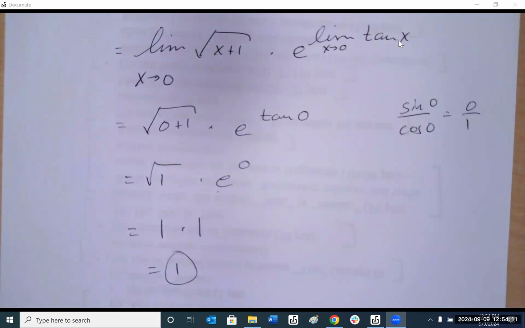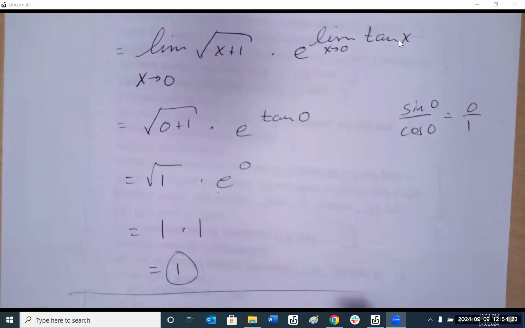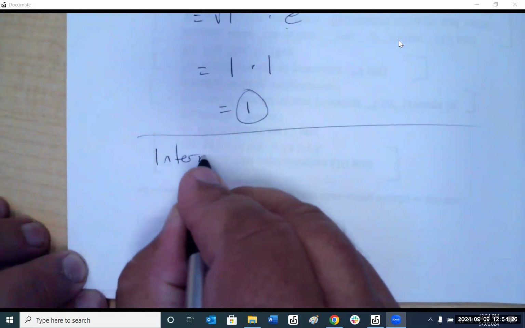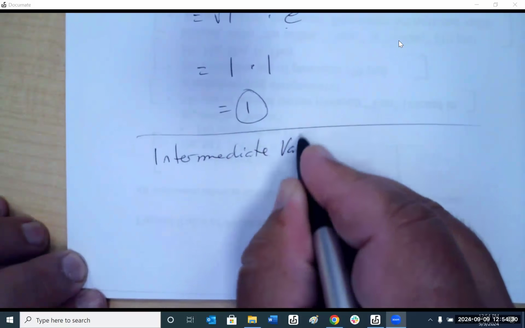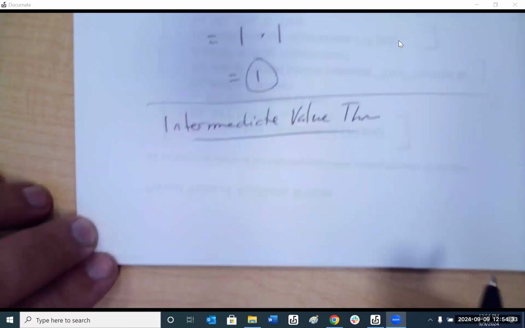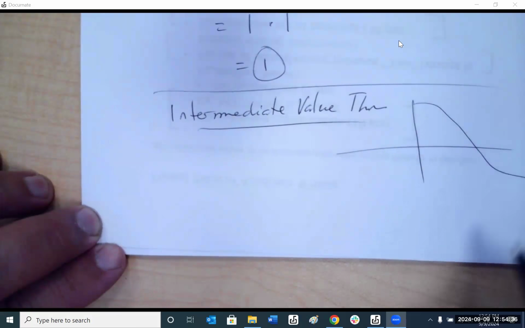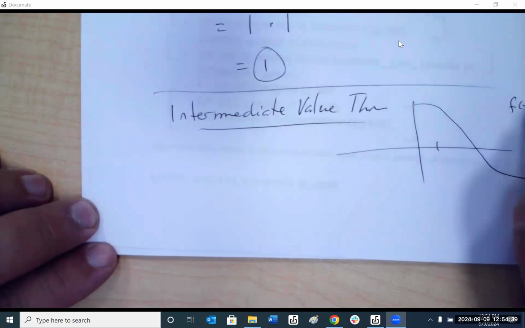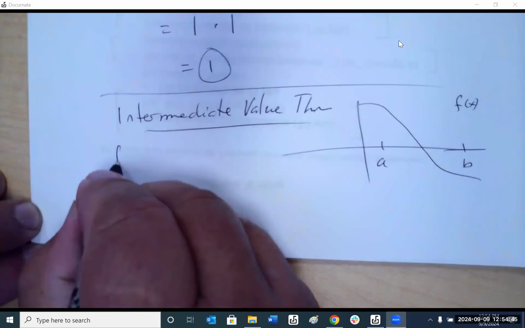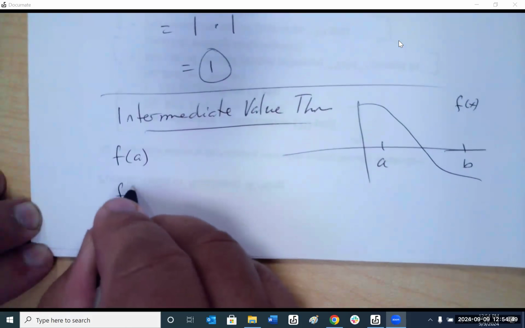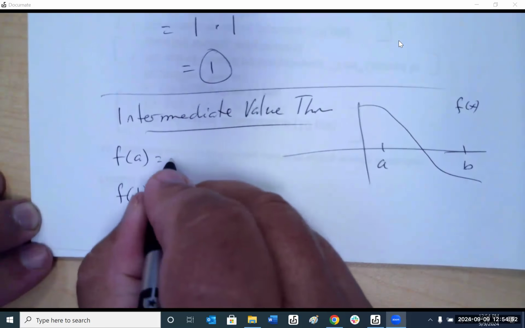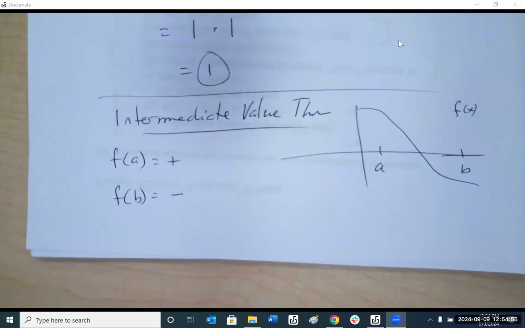And the last part deals with the intermediate value theorem. Do y'all remember what that says? The intermediate value theorem from algebra? It says this. If I have a function, given any function f of x, and I have 2 points, a and b, if these 2 points have different signs, this one's positive, this one's negative, then what does that assure me?